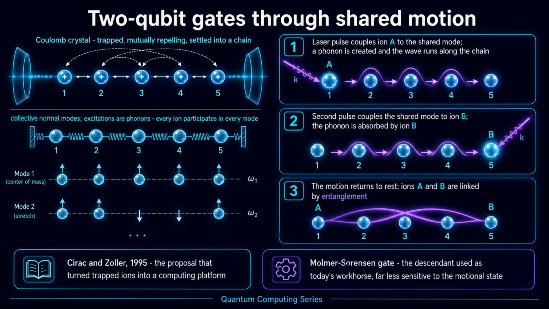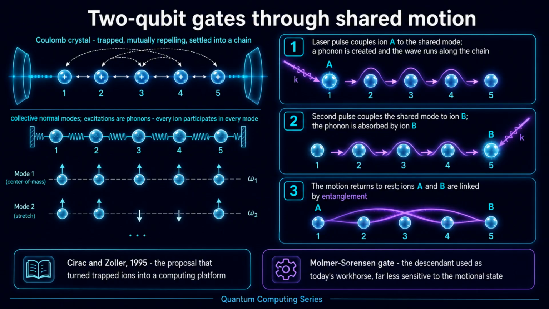Ions in a common trap all carry the same sign of charge, so they repel and settle into a line, a Coulomb crystal. The chain has no independent per-ion motion. It has collective normal modes, like a row of masses joined by springs. Those modes are quantum oscillators, and their excitations are phonons, shared by every ion. That shared motion is a bus. A gate couples ion A's state to a mode, then couples the same mode to ion B, then disentangles the motion, leaving the qubits entangled.